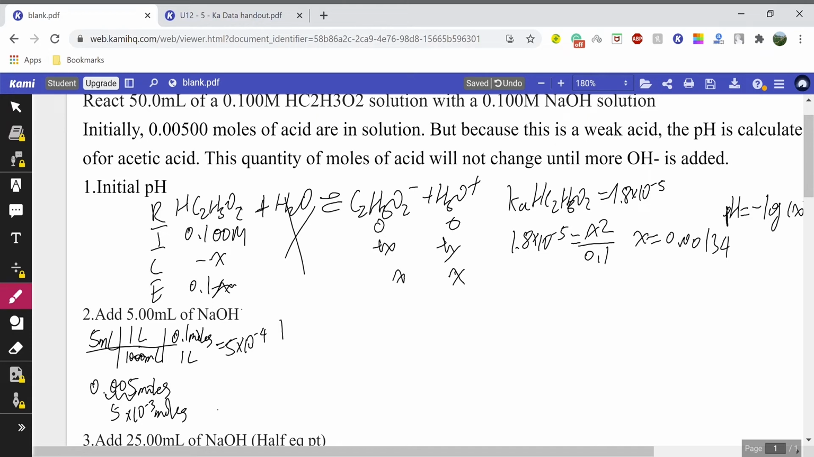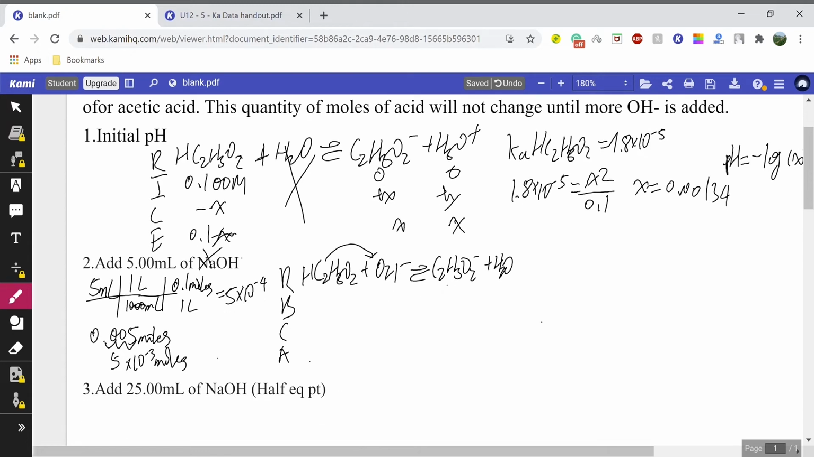Now to show the consumption of the NaOH, we need to create an RICE chart in moles. So we have C2H3O2, and this time we won't be adding water. We'll be adding OH minus to it. Na is a weak conjugate acid of a strong base, so it's going to be a spectator. This will donate a proton, so it will be C2H3O2 minus plus water. Before the reaction begins, we have 5.0 times 10 to the negative 4, and this is NaOH, and this is acetic acid.